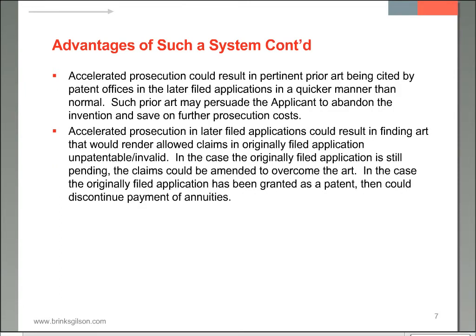By accelerating prosecution in other countries, which could result in better art found in those later filed applications, that's another advantage. Such art could allow the applicant to make earlier decisions on whether to abandon later filed applications and thus reduce costs.